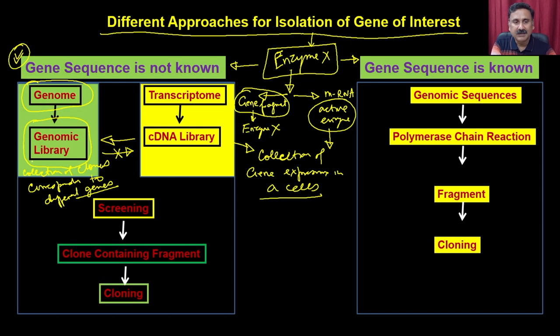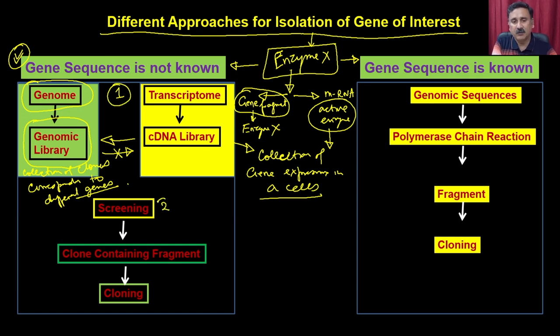Similarly, these are the collections of the clones, these are the collections of the genes. One is for the whole genome, the other one is only for the expression status of the proteins of that particular organism. Then the second step. In the first step you are actually going to prepare the genomic library or the cDNA library.